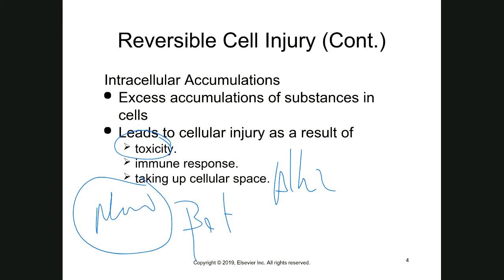Okay. Will I ask you this one? No. But it's to give you an idea, a little bit of class also, because we didn't cover this chapter in class, about this particular intracellular accumulation.